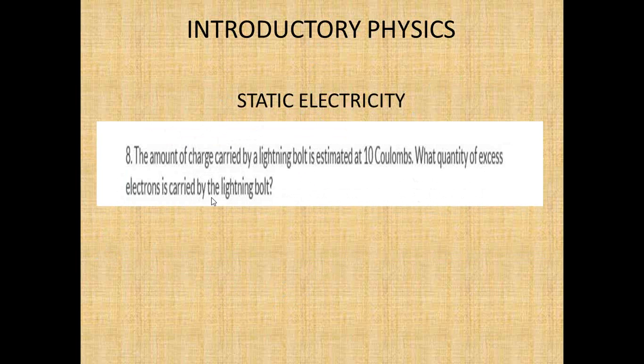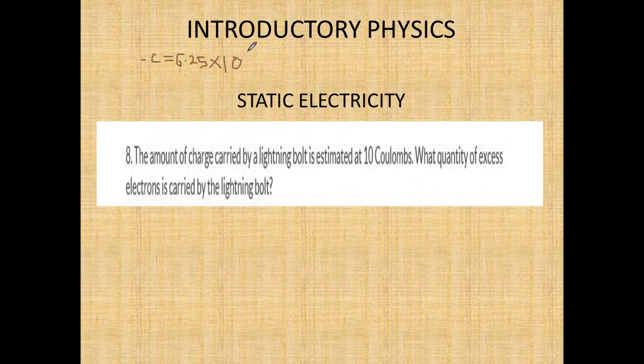What quantity of excess electrons is carried by the lightning bolt? Remember, at the first session, we said that minus 1 coulomb is equal to an excess of electrons in the amount of 6.25 times 10 to the power 18 electrons.